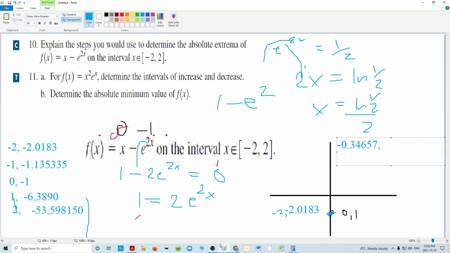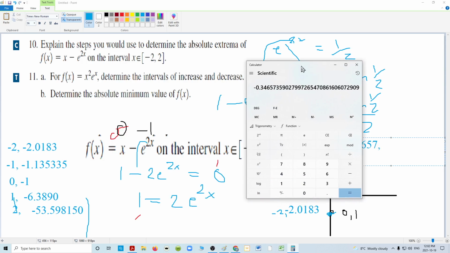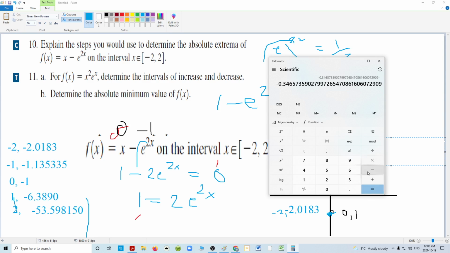So we're going to take that. We're going to add it to our memory, just in case we lose it. And we're going to subtract e to the exponent, open brackets, of 2 times our memory, close brackets, equals. And that's going to be our y.